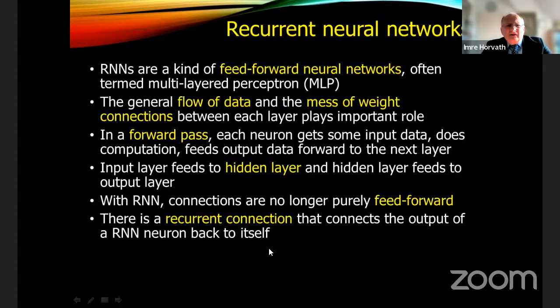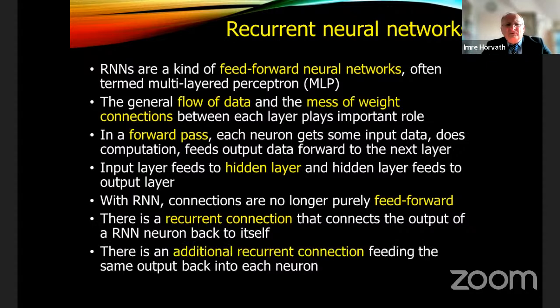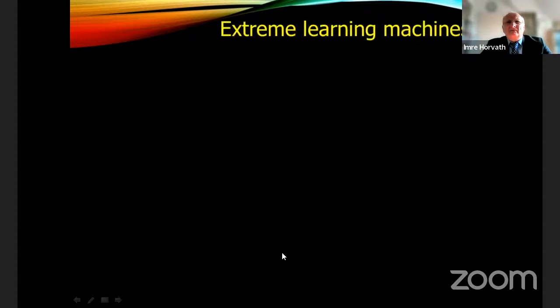So the recurrent connection means that outputs of certain neurons of the output layer are fed back to the same or other neurons of the output layer. So there is an additional recurrent connection feeding the same output back into each neuron.